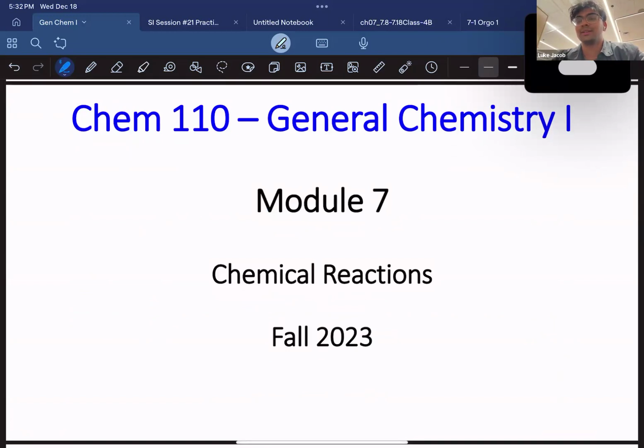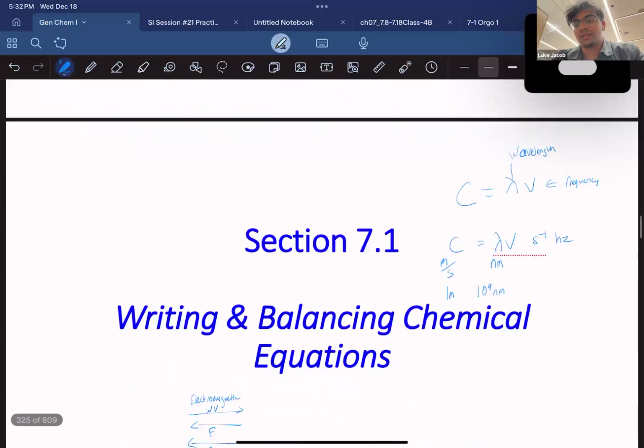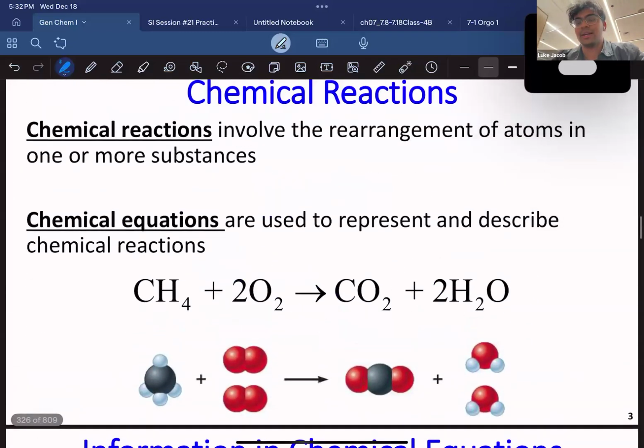It's really important to know how to convert units and stuff like that. Out of all the modules, I would say module 7 is probably the most important one, just in general for next semester as well. So how do we balance chemical equations, right? This is stuff that's definitely going to be on your test, how to balance these chemical equations.